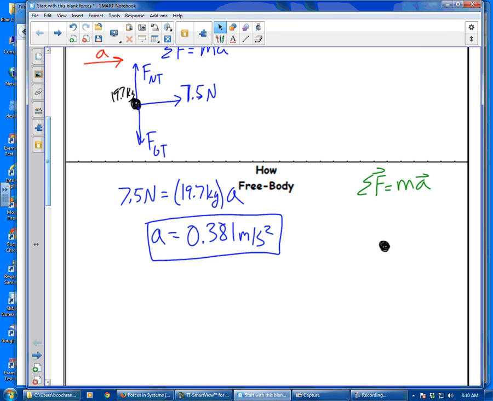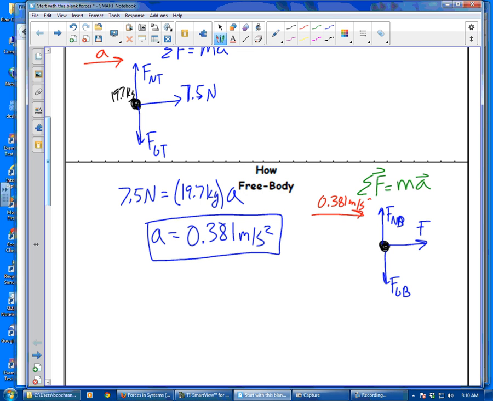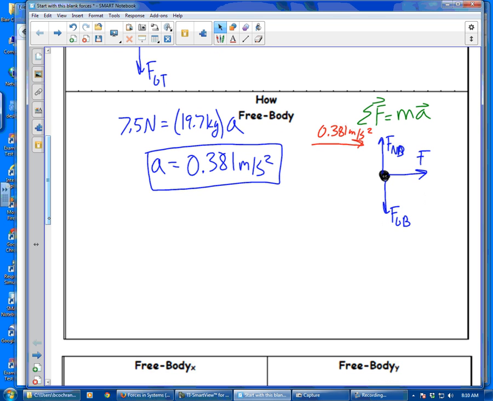And I have a force F, a normal force of A, the weight of B. And I know it's accelerating at 0.381 meters per second squared in that direction. So again, I'm only going to worry about the x direction in this problem. And now take that picture and write it mathematically.